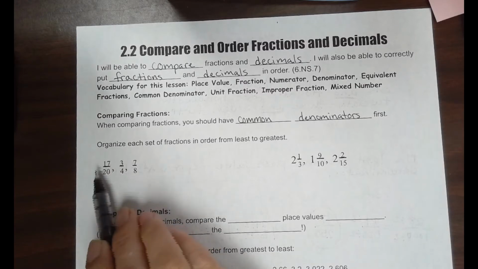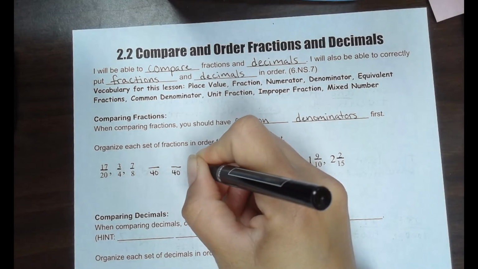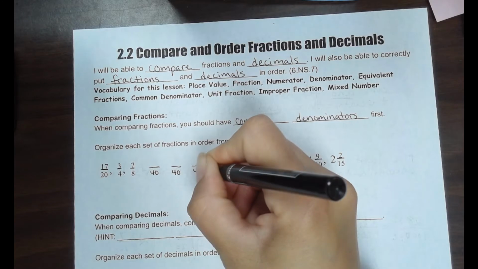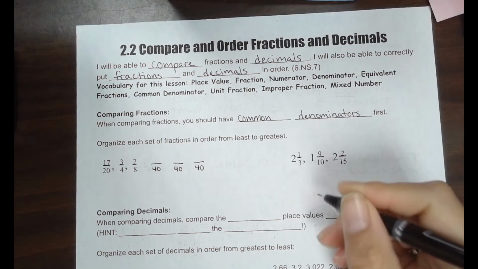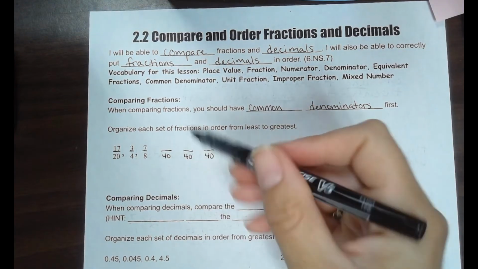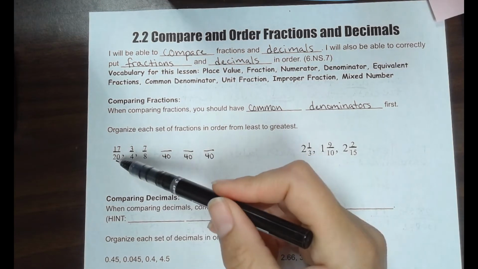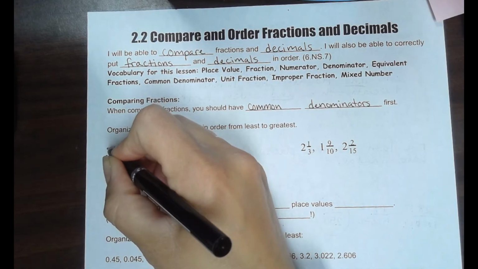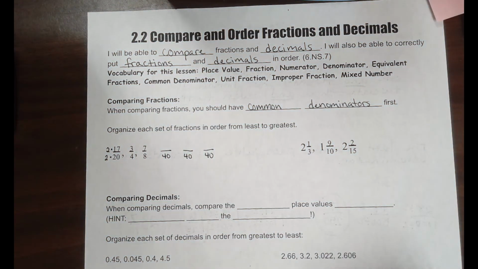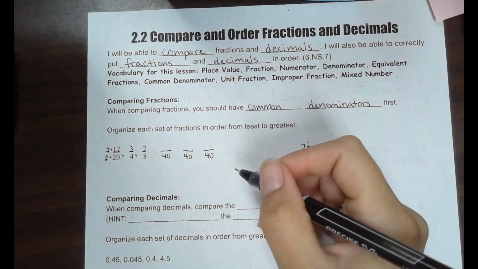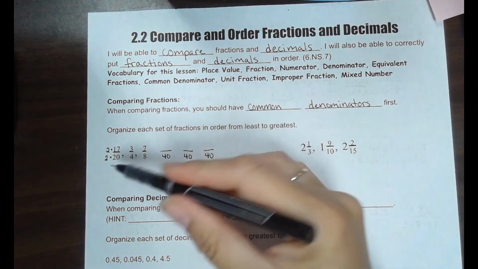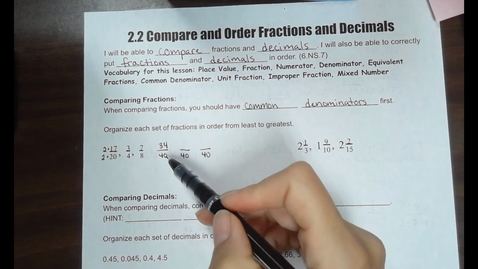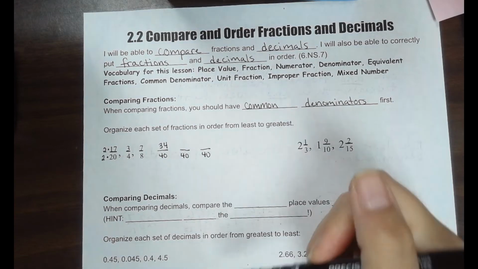So I'm going to turn these all into something over 40. So I have a common denominator. Now I just need to multiply these so they become over 40. So in order to turn 20 into 40, I need to times it by 2. But remember, what you do to the bottom of a fraction, you have to do the top as well, so you're making an equivalent fraction. So 2 times 20 is 40. So 17 times 2. So 17/20 is the same as 34 over 40.